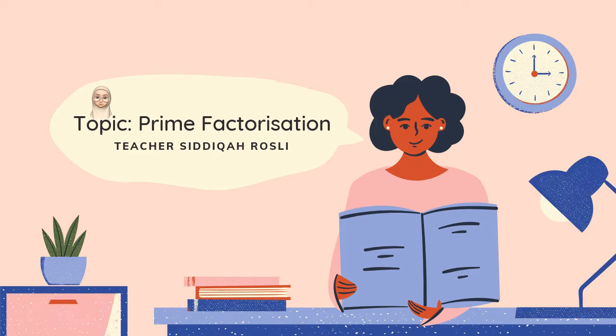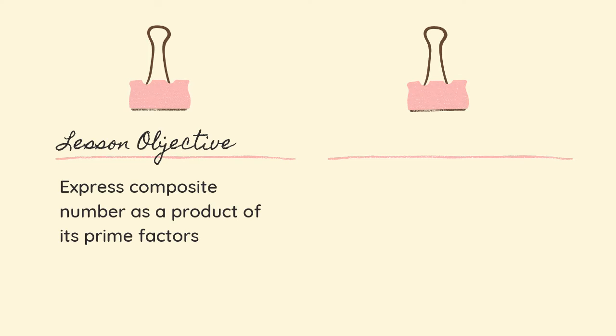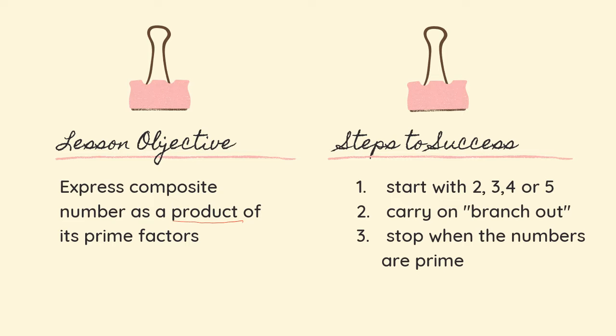Today we're going to learn about prime factorization. So let's begin. Our lesson objective for today is we are going to express a composite number as a product of its prime factors, and our S2S, steps to success, for today is the first one.